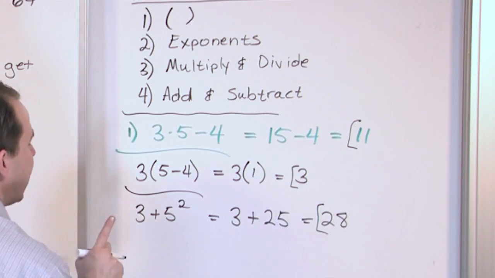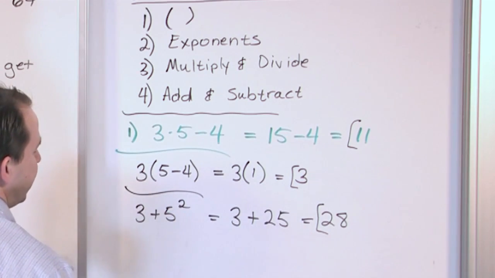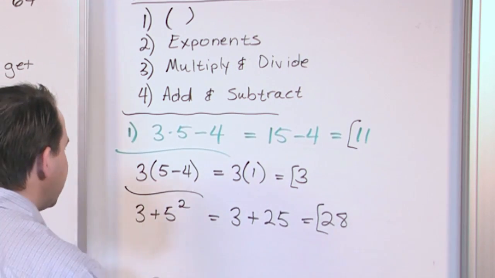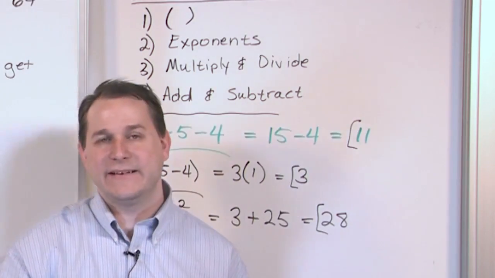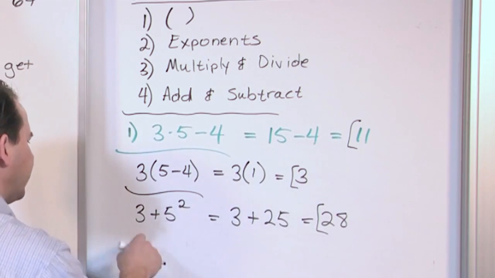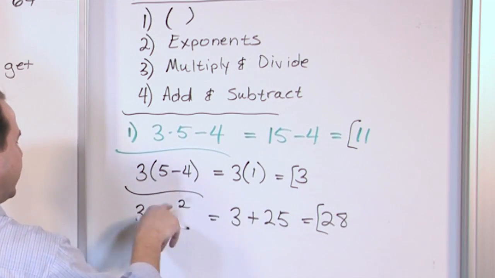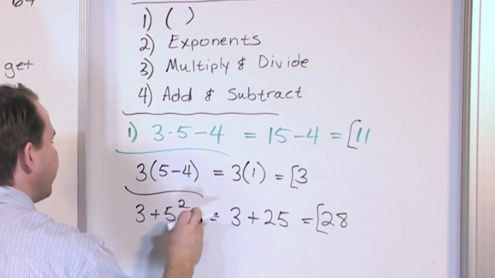Now, if you did this incorrectly, if you don't follow this list, you might just try to add 3 plus 5 and get 8. And then you'll try to apply the exponent, 8 squared. 8 times 8 is 64. That's nowhere close to the correct answer. So you cannot just start adding things and doing things in any order you want. You're going to get the wrong answer. You must do it in this order. Exponents first, and then addition.